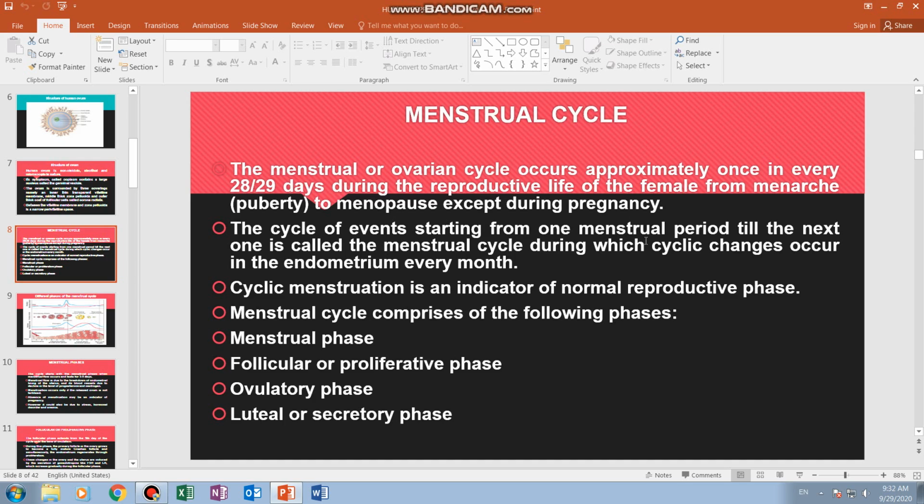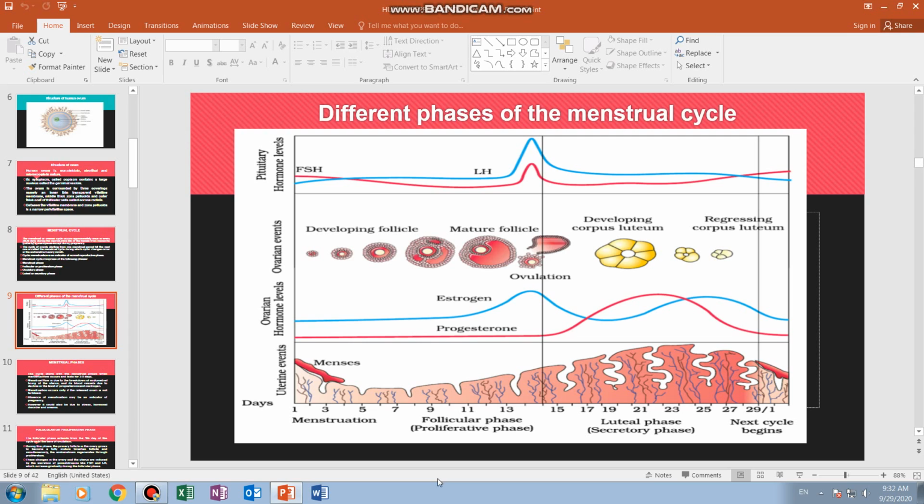The cycle of events from one menstrual period till the next one is called menstrual cycle, during which there are cyclic changes that occur in the endometrium every month. The cyclic menstruation is an indicator of normal reproductive phase. If it is repeated regularly and periodically, then this shows a normal reproductive phase. The menstrual cycle consists of four phases. First is the menstrual phase, second is the follicular or proliferative phase, third is the ovulatory phase, and fourth is the luteal or secretory phase. This is the diagrammatic representation showing the different phases of the menstrual cycle.